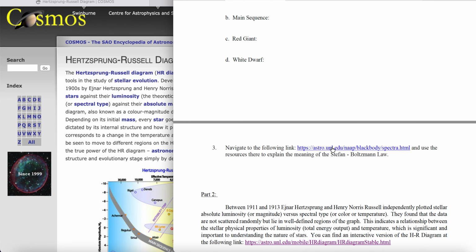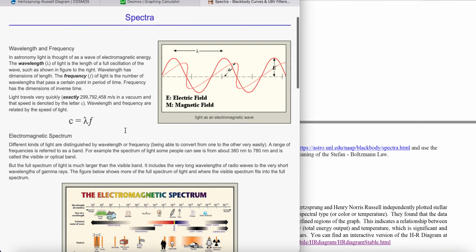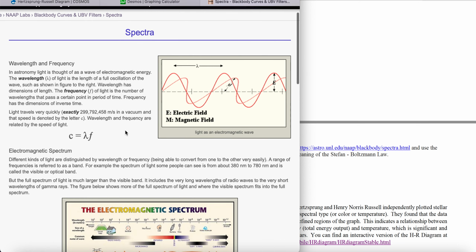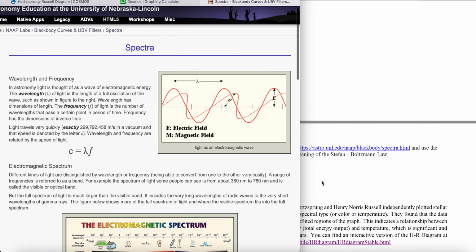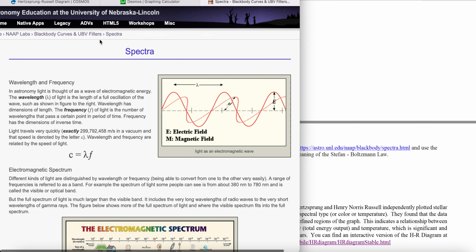Another website that I want you to go to is this link right here. Now, this is part of a group of astronomy simulations. This is one of their background readings. If you've looked at any of my previous labs, you know that these often come up. This is the University of Nebraska. This is their NAAP labs.